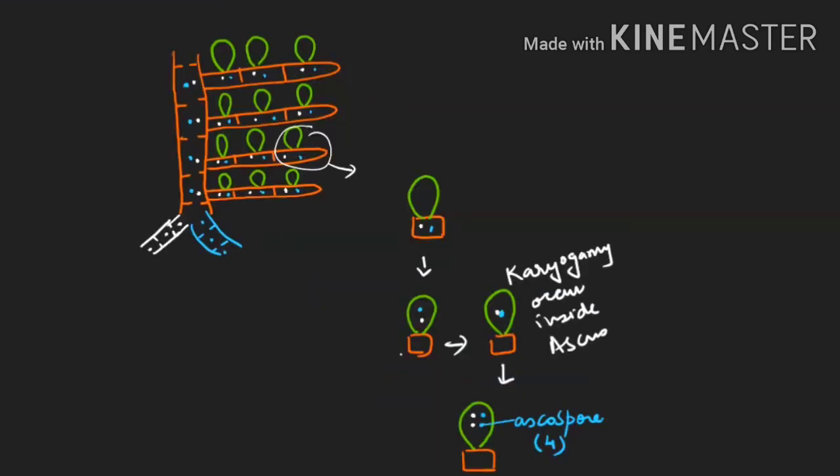Now let me just fill all these with the ascospores, so you can understand it. So ascospores, if you see carefully, they are born inside the ascus or not? So can I say ascospores are endogenous spores? Ascospores are endogenous spores. Is it clear? So ascospores are the sexual spores of the Ascomycetes and they are born inside ascus.